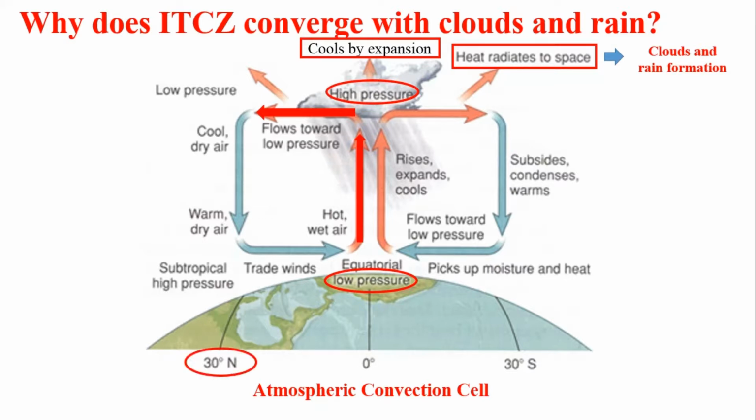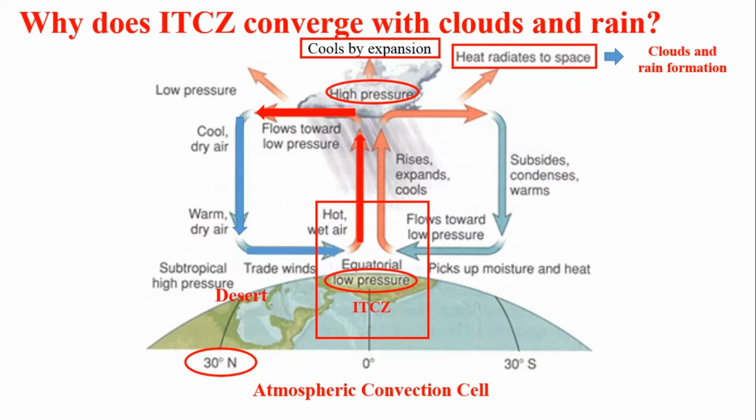At about 30 degrees north or south, the dense air falls towards Earth's surface. Since the air is relatively dry, it may form deserts at that latitude. Once the air reaches the surface, pressure gradients cause air to move along the surface towards the equator. Then the atmospheric convection cell forms, and the center is the ITCZ.